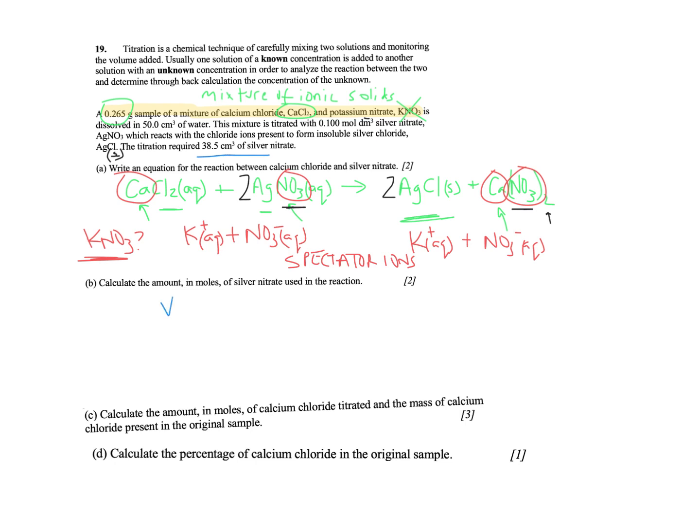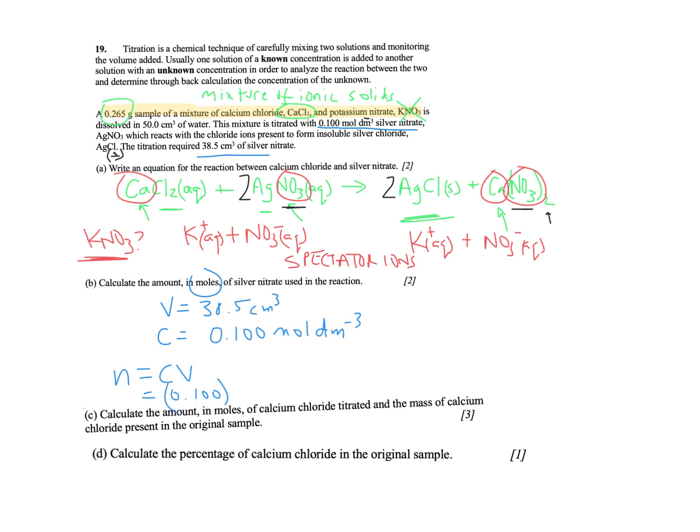What is that? That's a volume. Okay, so the volume is 38.5 cubic centimeters. What else does it tell us about silver nitrate? It tells us this, 0.100 moles per cubic decimeter. Well, that is a concentration, right? So if we have volume and concentration, then we can use this formula n equals CV to find out how many moles there are, using what we know about solutions. So pump that into the equation.